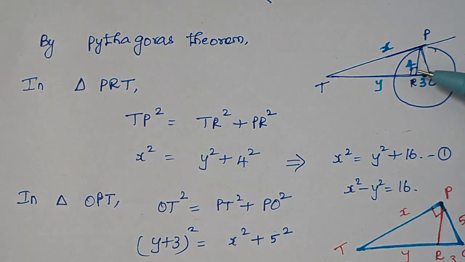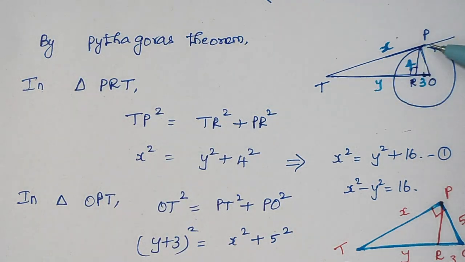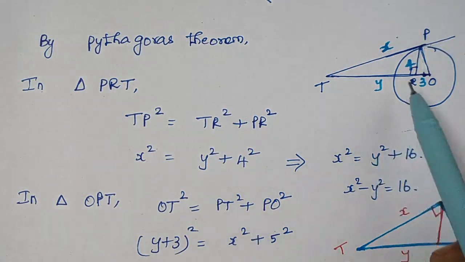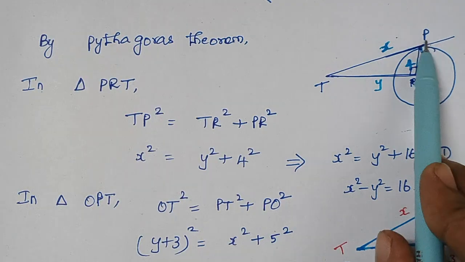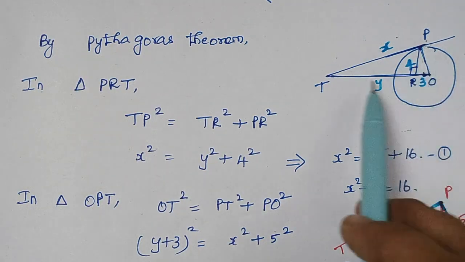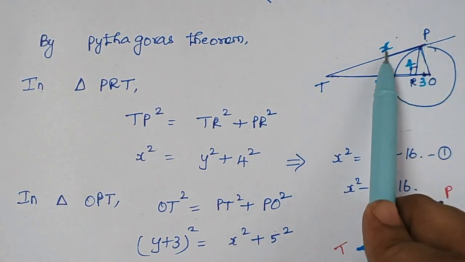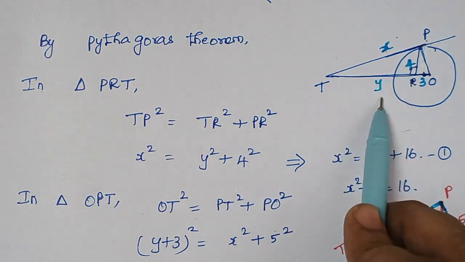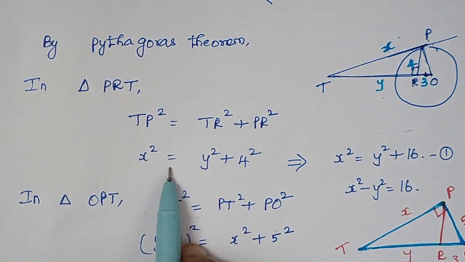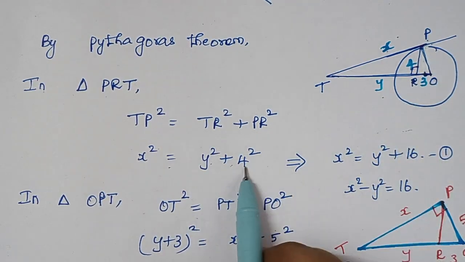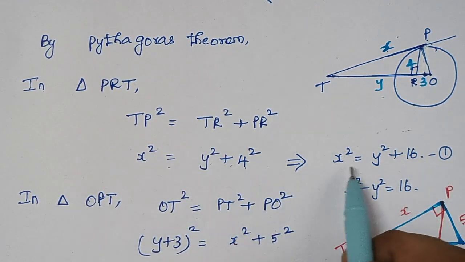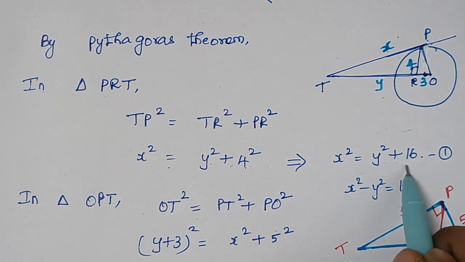So the side which is opposite to this 90 degree is the hypotenuse. So here hypotenuse is this TP or PT. So you see TP square is equal to TR square plus RP square, right? So here the value of TP, we are taking it as X and TR as Y. Therefore, X square is equal to Y square plus PR, which is 4, so 4 square. So when you solve, X square is equal to Y square plus 16.